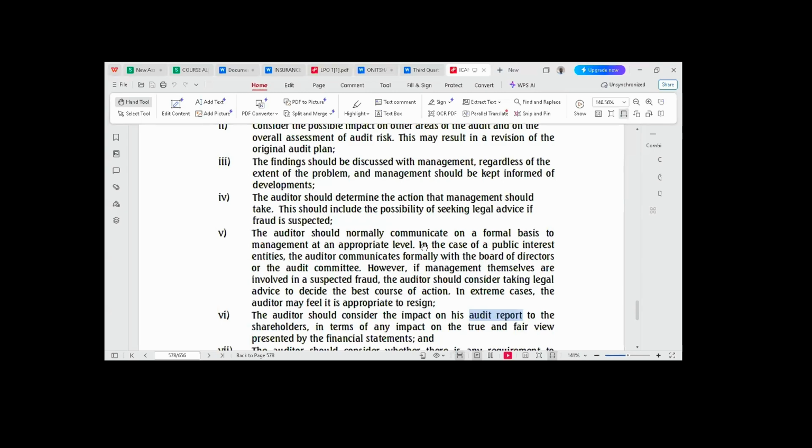In the case of what? A public interest entity. The auditors communicate formally with the board of directors or audit committee. However, if the management themselves are involved in a suspected fraud, the auditor should consider taking legal advice to decide the best course of action. In some cases, the auditor may feel it is appropriate to resign. Next one, the auditor should consider the impact on his audit report to the shareholders in terms of any impact on the true and fair view presented in the audit report.